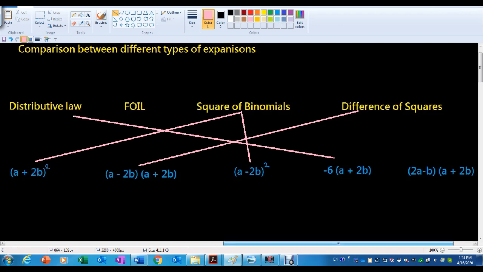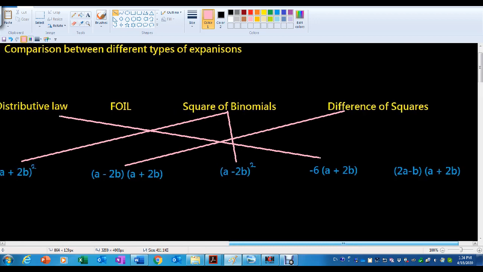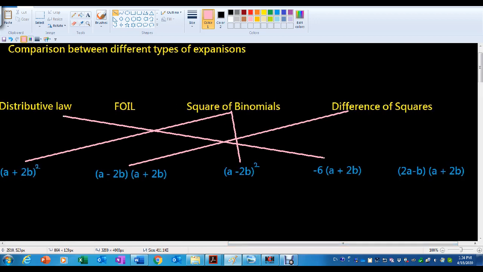Okay, and the last one is 2a minus b, a plus 2b. So you see it's like a difference multiplied by sum, but you see that 2a, but here's a. So yes, it is a difference multiplied by sum, but the difference and the sum, they are not corresponding. Unlike this one, they are really corresponding.